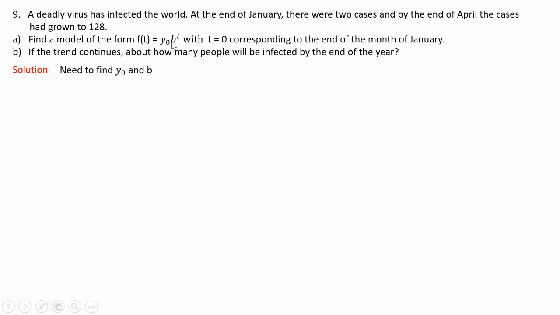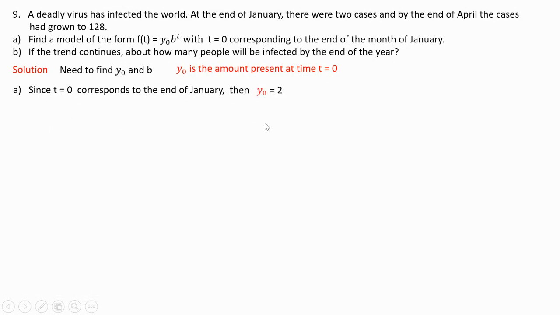I need to find y naught and b. Once I find those 2 variables, I can use that formula to approximate cases at any time of the year. So y naught is the amount present at time equals 0, or the initial value. In this case, since t equals 0 corresponds to the end of January, there were 2 cases. So y naught equals 2. So I found my first point, right?